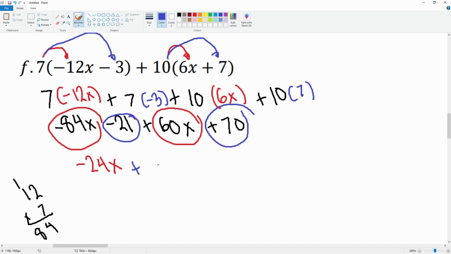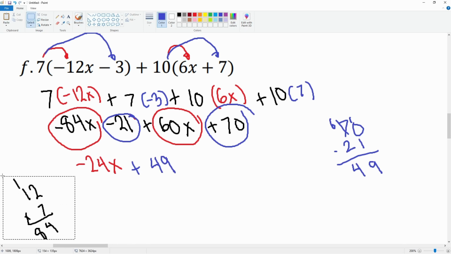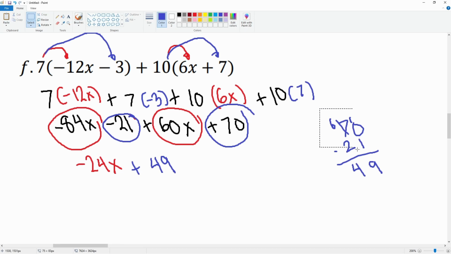Okay, that should be what? Hold on, let me do this. 70 minus 21. Okay, this becomes a 6. This becomes a 10. 10 minus 1 is 9. 6 minus 2 is 4. 49 plus 21, 30. Yep, that is 70. Perfect. So that's just plus 49. Okay. All right. If you don't know how to do the multiplication, like I don't know how to do it, just work it out. Same thing with adding and subtracting large numbers. Okay, so the answer here is negative 24x plus 49.